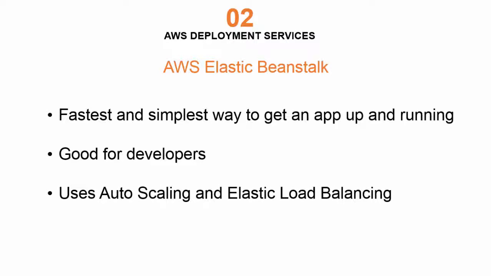Elastic Beanstalk also uses auto-scaling and elastic load balancing to easily support things like highly variable amounts of traffic, and it works for you if you want to start small and scale up. That's what auto-scaling and elastic load balancing is good for. And some common use cases for Elastic Beanstalk will be things like web apps, content management systems, and API backends. So once again, Elastic Beanstalk is a good deployment tool for developers who want to deploy code and not worry too much about the underlying infrastructure.